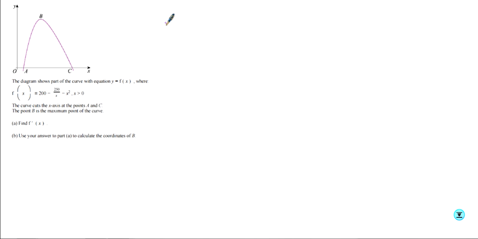So I'm gonna start by writing out f of x. So we've got 200 minus 250 over x minus x squared. It's one of those unhappy quadratic graphs. Okay, so we can't do it in this form. So let's rewrite this middle term as 250 x to the minus 1 minus x squared. Okay, so let's now find the derivative.